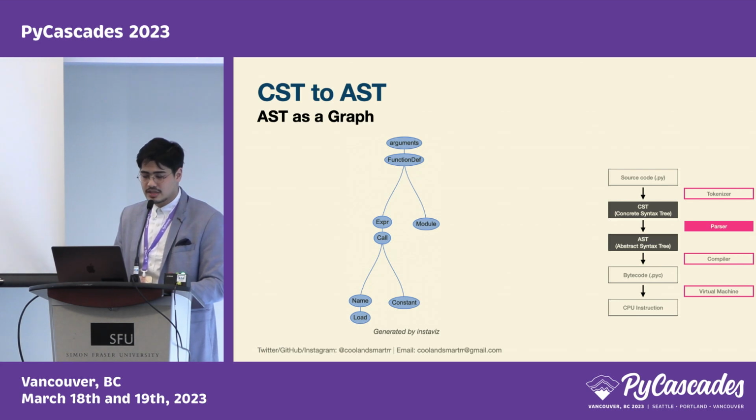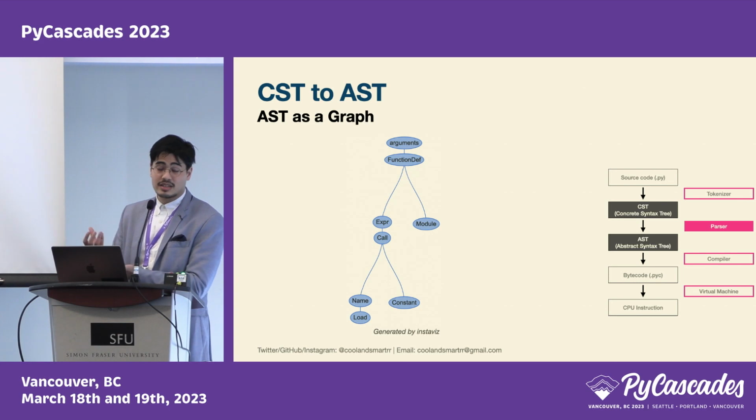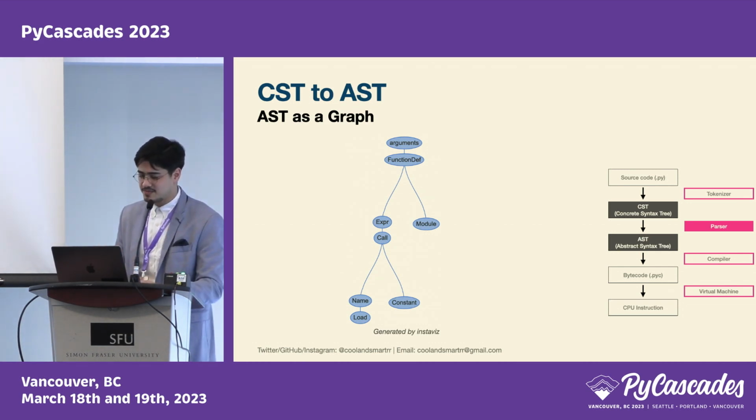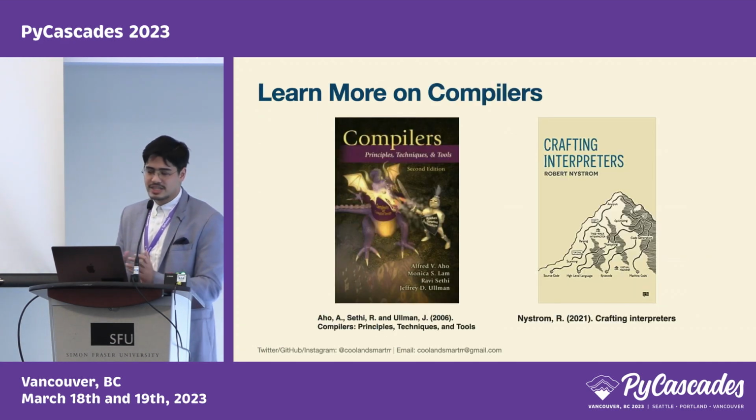This tree was generated by Instaviz. It's a module made by the team at Instagram, and basically some companies want to make sure that their code is running accurately as AST, so they do have tools to inspect the AST. Now, what we've talked about so far is a lot of things that happen in the compiler territory.